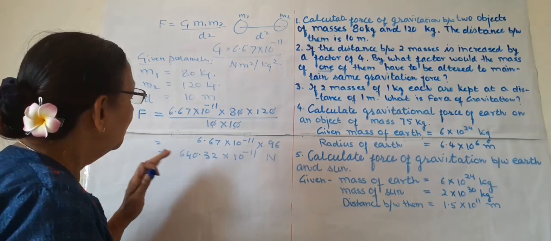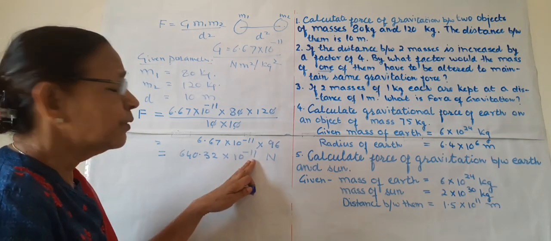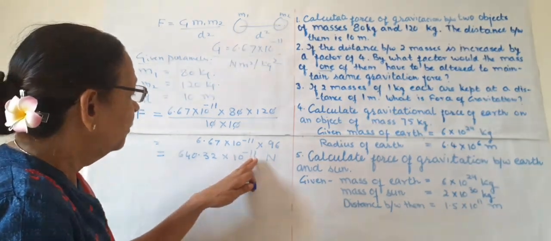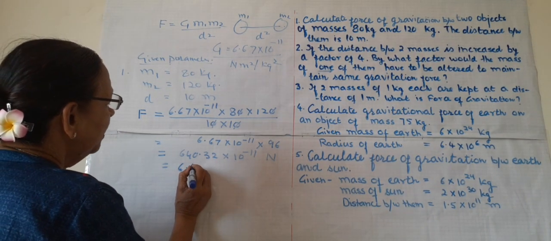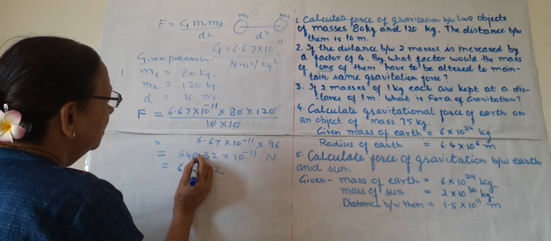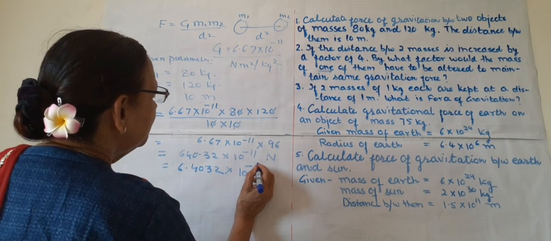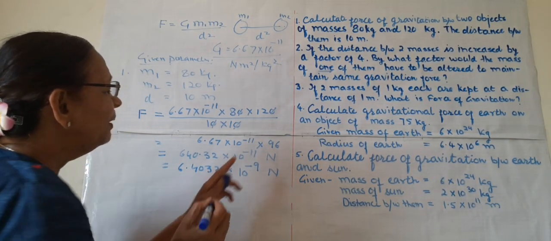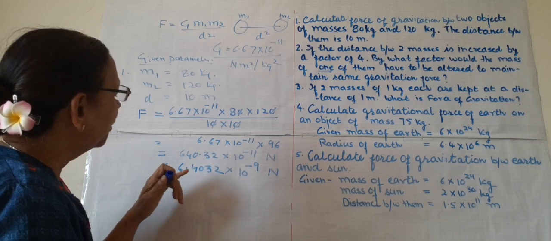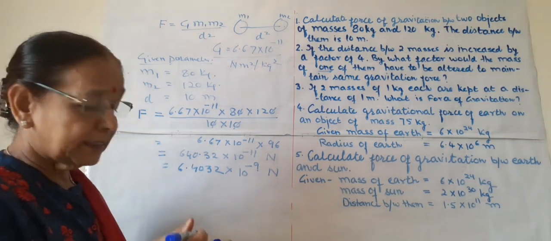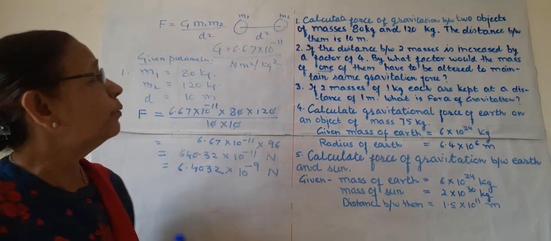So much force is there, but when we write with index notation, also known as exponent notation, we put the decimal after the first digit. If I shift the decimal to here, it will be minus 9 Newton, because 2 will be subtracted from 11 when I shift to the left. So the answer is 6.4 into 10 to the power minus 9 Newton. This is the answer of the first numerical.